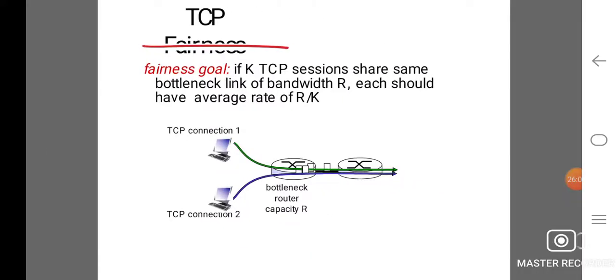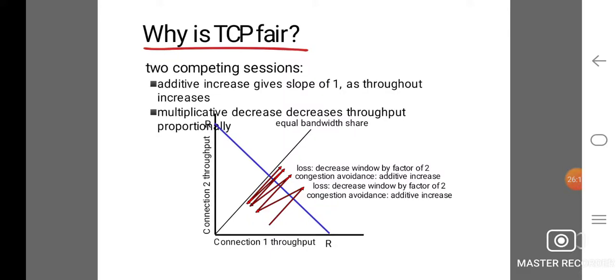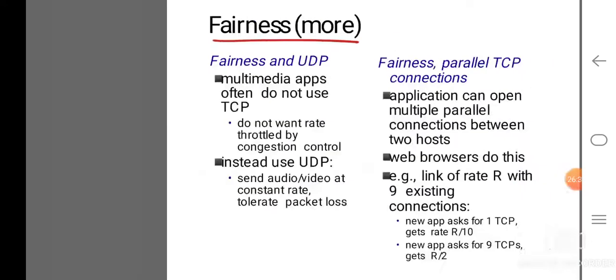TCP fairness. The goal of fairness: if k TCP sessions share the same bottleneck link of bandwidth R, each should have an average rate of R/k. Why is TCP fair? Consider two competing sessions. Additive increase gives a slope of 1 as throughput increases. Multiplicative decrease decreases the throughput proportionally.